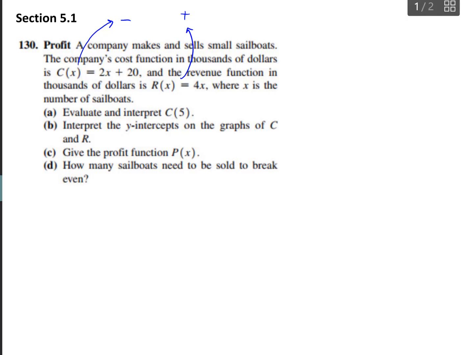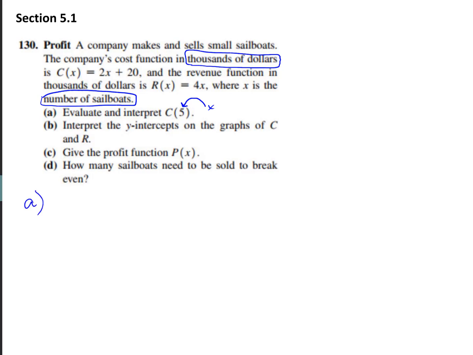So for part A, it says to evaluate and interpret C of 5. If you haven't read the problem, take a minute now and pause the video and do that. So C is the cost function, and it says that it's in thousands of dollars. So when we do our interpretation, we'll want to make sure that we talk about the output being in thousands of dollars, and x is the number of sailboats. So when it says C of 5, remember the 5 is an x value, an input value. So when I interpret this, I'll talk about what happens when I have 5 sailboats that I'm producing.